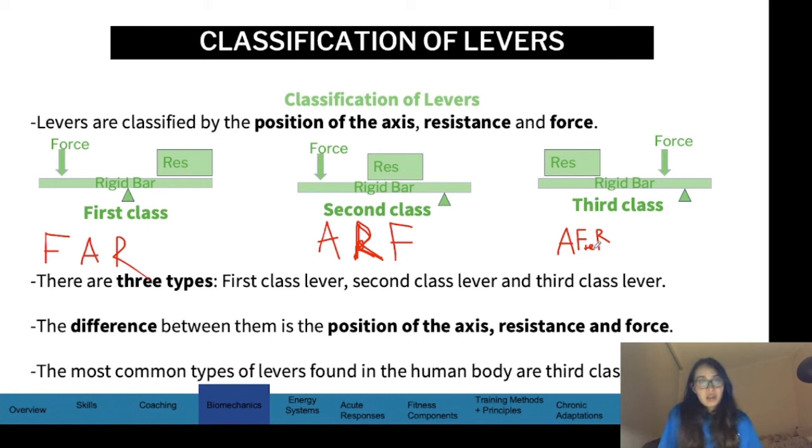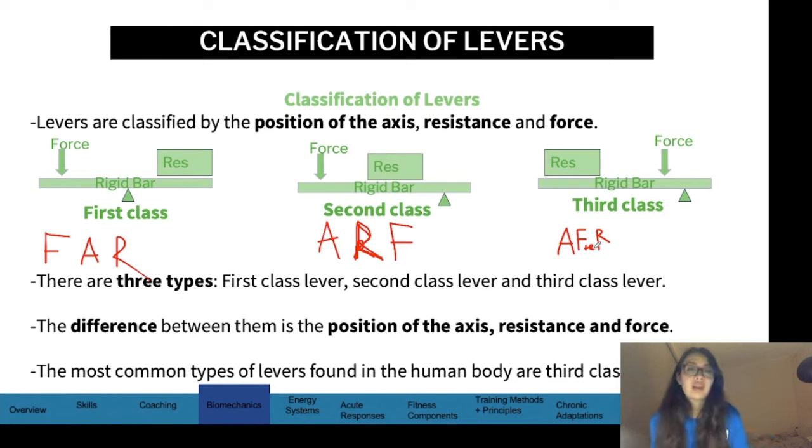Second class lever. An example of this is standing on your tiptoes. That's why I said the dog's yapping at your heels, that's why you're running on your toes. If you put your feet flat on the ground, and then you raise your feet and stand on your tiptoes, that's a second class lever. You've got your axis, which is the pivot point of your foot on the ground, resistance, and then force, which is the weight of your body. So you're lifting pretty much the entire weight of your body on your tiptoes.